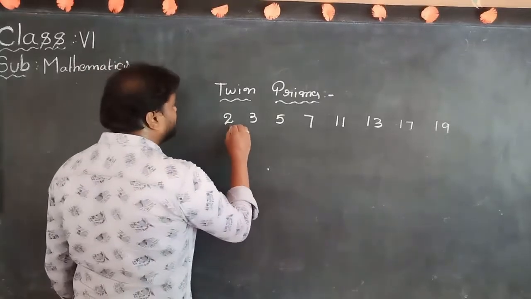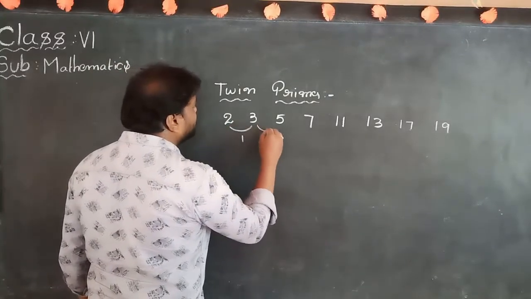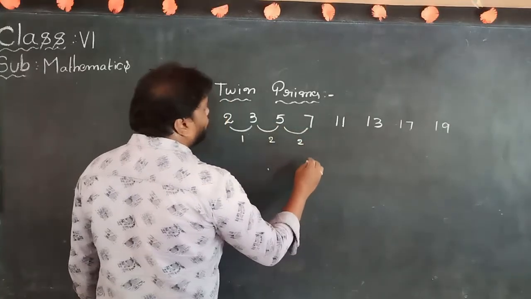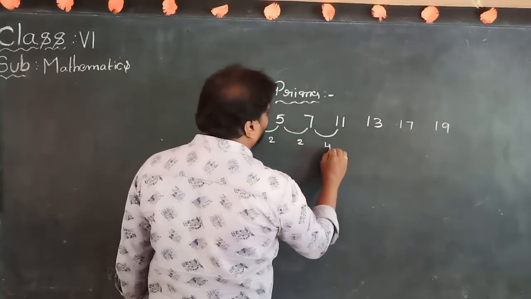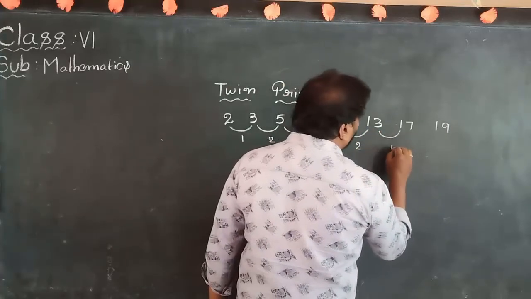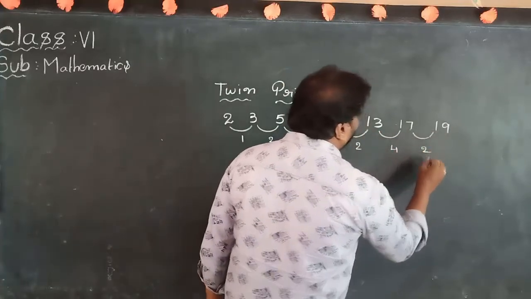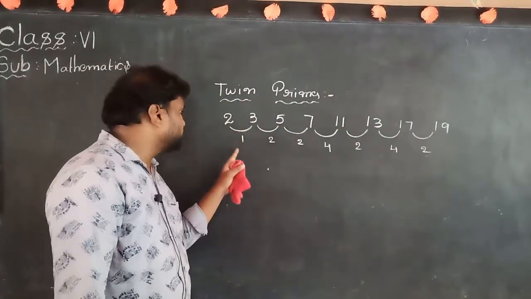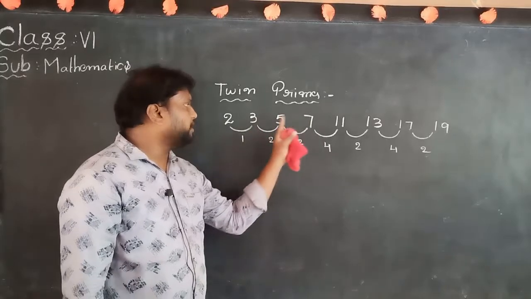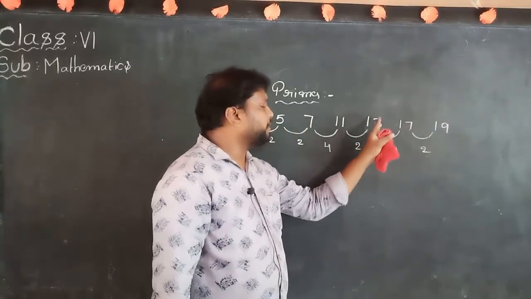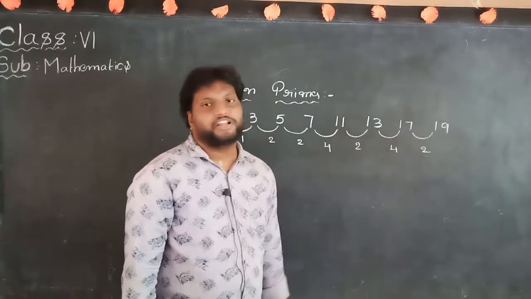Then what is the difference here? It is 1. What is the difference of this one? It is 2. Of this one, 2. Of this one, 4. Again 2, again 4, again 2. I am taking the difference as the big number minus the small number. 3 minus 2 is 1. 5 minus 3 is 2. 7 minus 5 is 2. 11 minus 7 is 4. 13 minus 11 is 2. 17 minus 13 is 4. 19 minus 17 is 2.